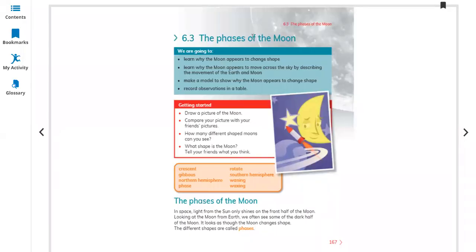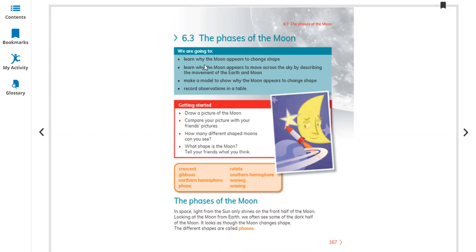Hello everyone, today I'm starting the new lesson 6.3 from the Learner's Book, Cambridge Primary Science. Let's start lesson 6.3, the phases of the moon.